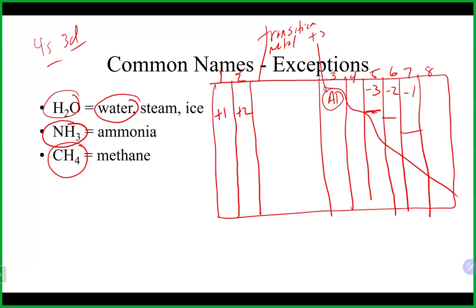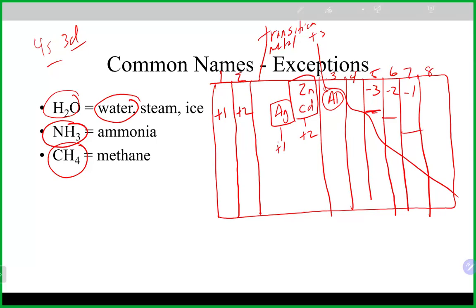There are 3 exceptions, though, and that is zinc and cadmium. They are transition metals, and these guys will typically make a +2 charge. If you hang a left at cadmium, you'll find silver, and silver will make a +1 charge. So those are fixed charges for those 3 transition metals.